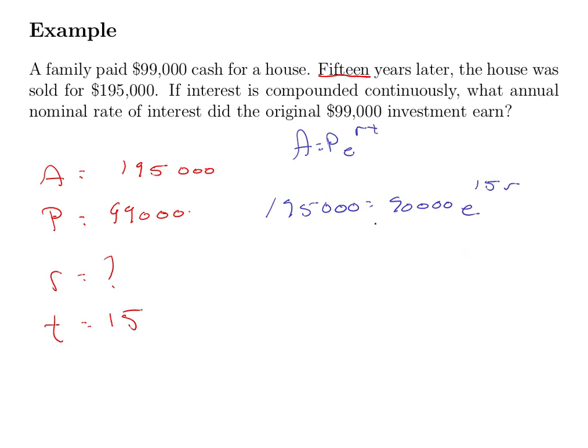Cool. If I want to solve for r, I can divide both sides by 90,000. Let's see. 195 over 90. That's going to be like 2 1/6. So that's going to be 13/6. Anyways, you can do that. And now we've got e to the 15r.